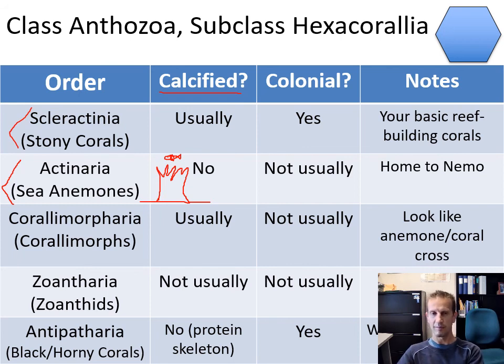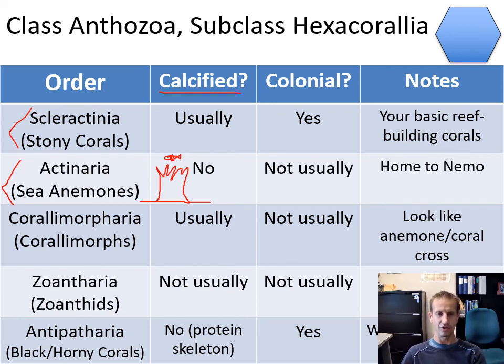Corallimorpha, that's a weird group because they're usually solitary like anemones, and they can look very similar to anemones, but they have a calcium carbonate skeleton. So they are sort of like a coral that's just made up of one polyp.